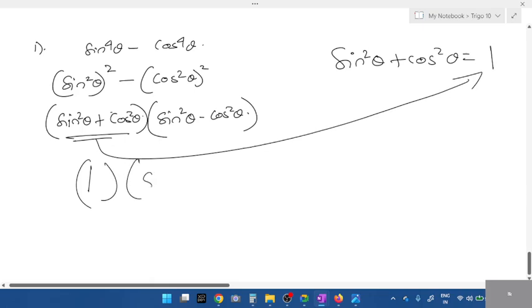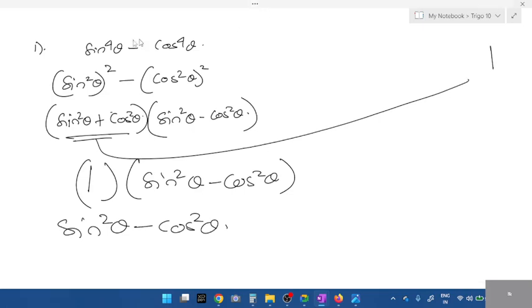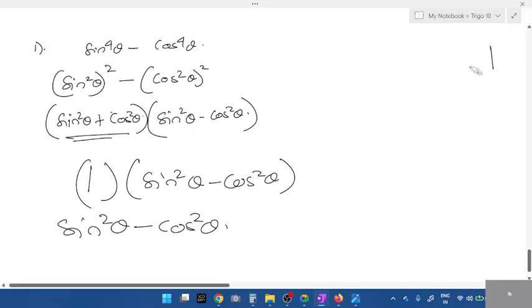1 into sine square theta minus cos square theta. So if you multiply 1 into sine square theta minus cos square theta, what do you get? Minus cos square. Now let me give you all the options, the MCQ options. All these are tough questions. In board exam you don't get these. Just one question I'm solving, students. So what are the 4 options given?